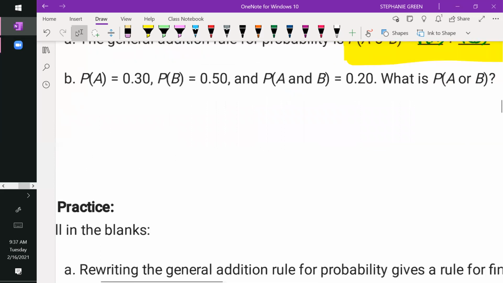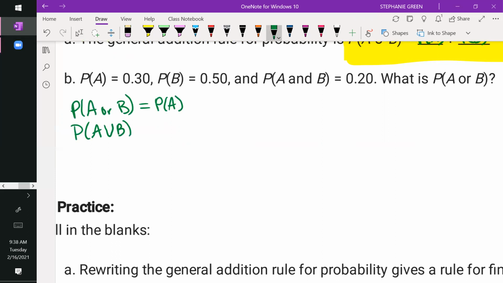So we don't have any context to this problem, just the probabilities themselves. So the probability of event A is 0.3. The probability of event B is 0.5. And the probability of A intersect B, A and B, is 0.2. So what's the probability of A or B? Probability of A union B. So the probability of A or B, which can be written as the probability of A union B, remember both mean the same thing, is equal to the probability of A plus the probability of B minus the probability of A and B, their intersection.